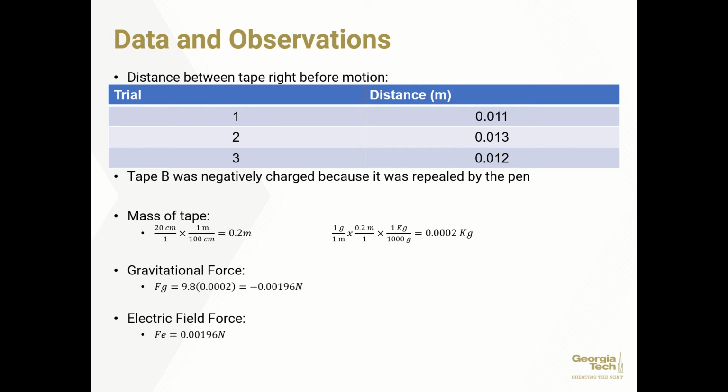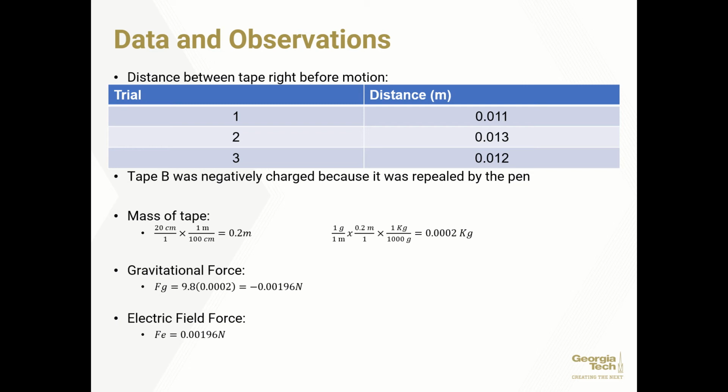To find the distance between the two tapes, 3 trials were taken, and we received a distance of 1.2 centimeters separating the tape during its levitation phase. We were able to determine that this tape was negatively charged because a pen, which was negatively charged, was repelling the tape. The mass of the tape was calculated in kilograms.